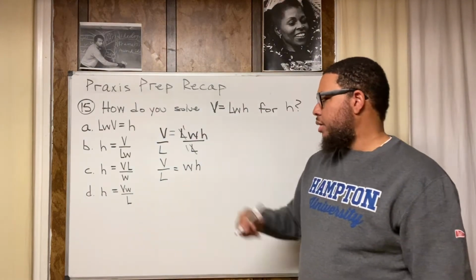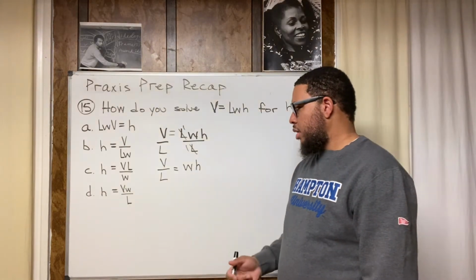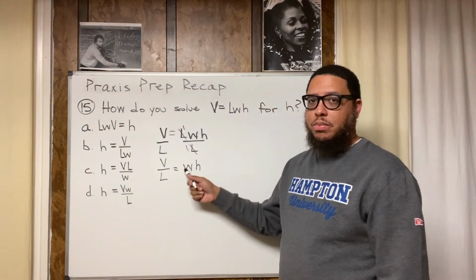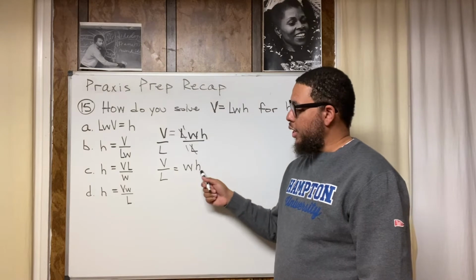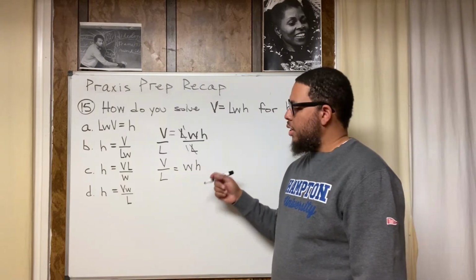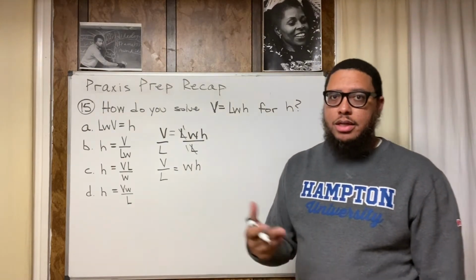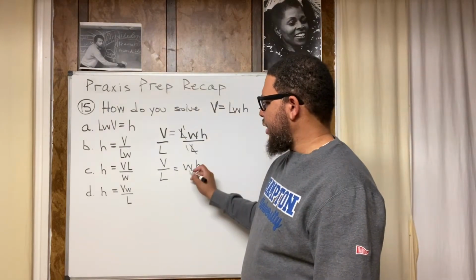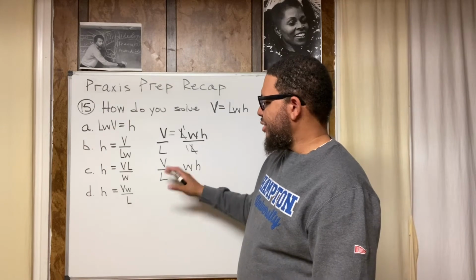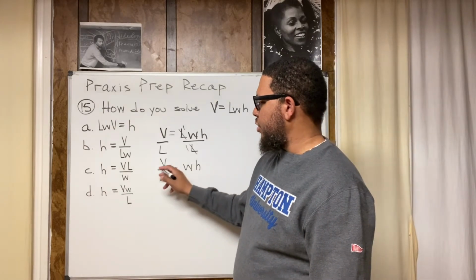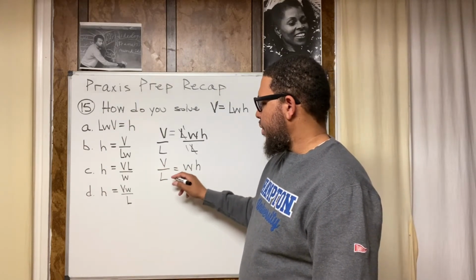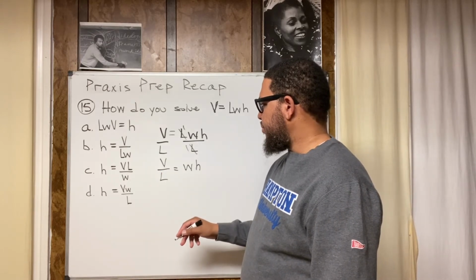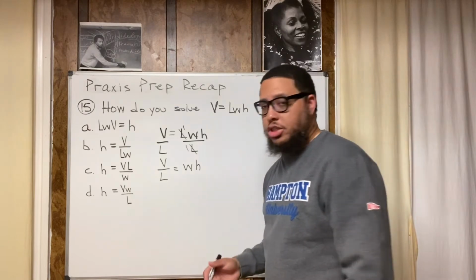Now, I want to get rid of W. W is being multiplied by H, because that's WH, which really means W times H. So the opposite of multiplication, again, is still division. So what I need to do is divide by W. But it's going to get a little weird, because if I try to divide by W over here, I guess I could divide this by W. So let's just divide by W.